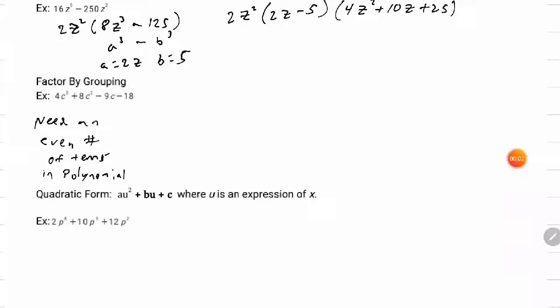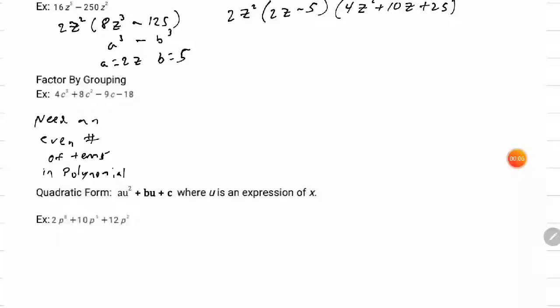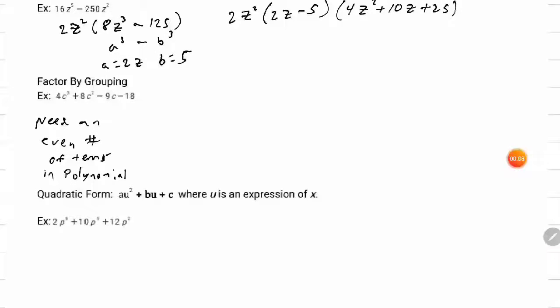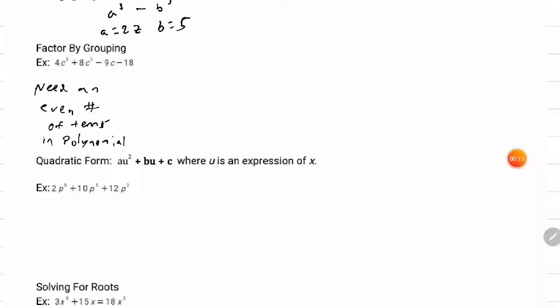So for this next example, we're going to factor by grouping. Whatever you're grouping, you always need an even number of terms in the polynomial. So that's what this chicken scratch says. So what that means is we have 1, 2, 3, 4 terms. That's an even number, so we can group it. So normally you split it in half. So if there was 6, you split it into 3 groups. You might not necessarily split it into 3, but for our example here, we just split it in half.